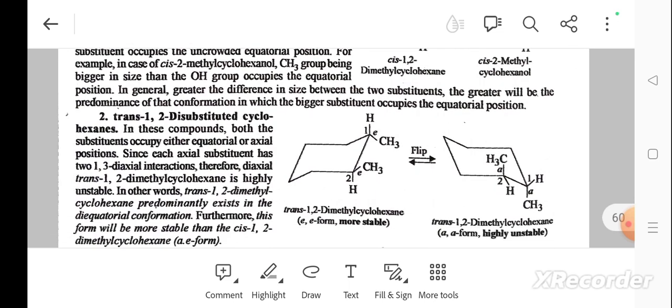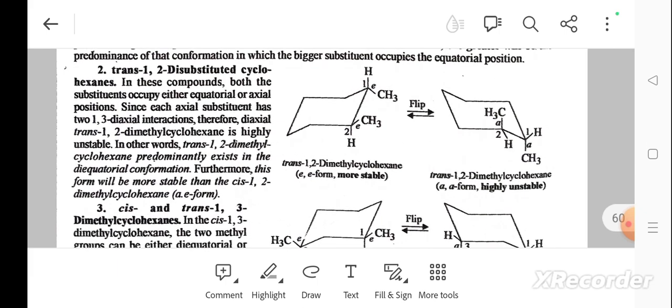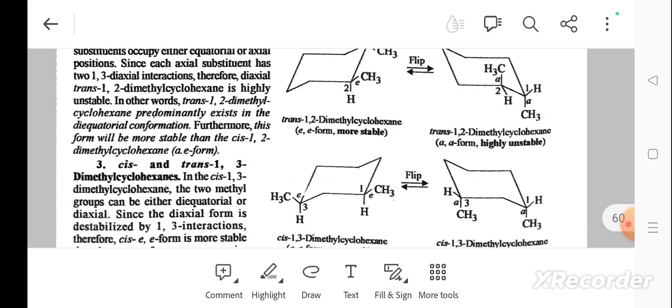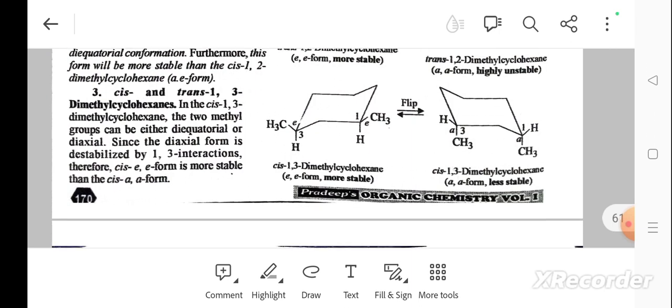Second, trans-1,2-disubstituted cyclohexane. In this compound, both substituents occur either in the equatorial or the axial position. Since each axial substituent has two 1,3-diaxial interactions, the diaxial trans-1,2-dimethylcyclohexane is highly unstable. In other words, trans-1,2-dimethylcyclohexane predominantly exists in the diequatorial configuration. Further, this form is more stable than cis-1,2-dimethylcyclohexane.